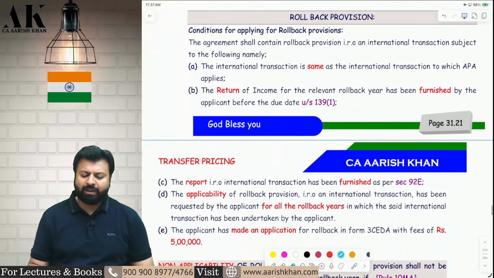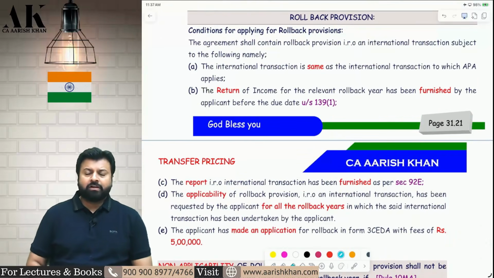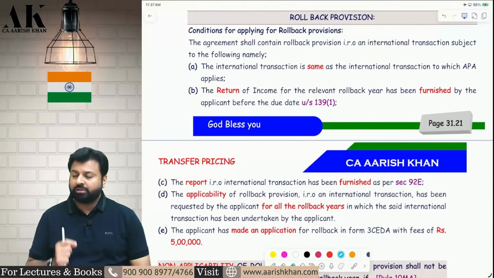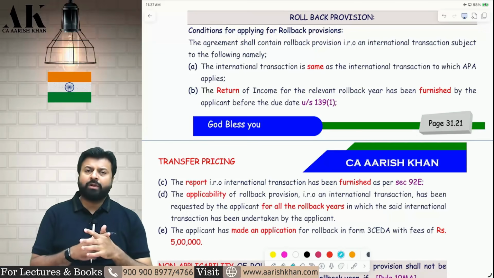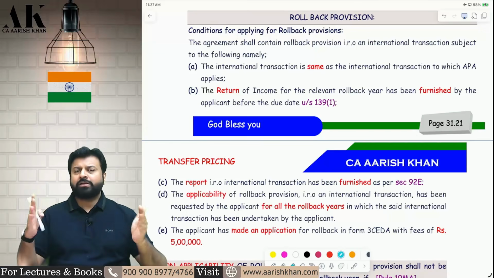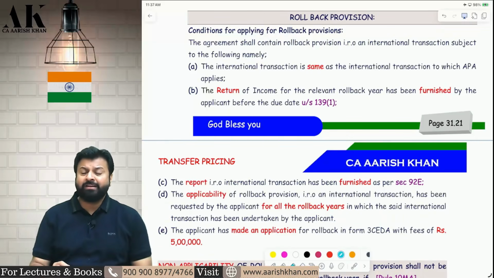Now we will talk about the rollback provision. First of all, you need to be very clear with some terminology. Which terminology, sir? What is rollback and what is APA? Always remember, APA is for future and rollback is for past. Suppose I entered into an APA. So, for future I don't have to worry, but for past I have to still worry.